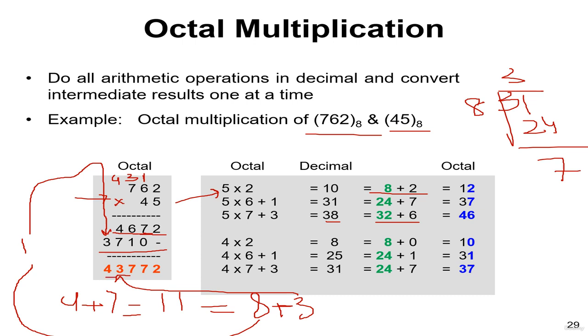So these are some of the important operations that we need to perform, right? So you should always remember the rules when you are doing these arithmetic operations in different number systems.